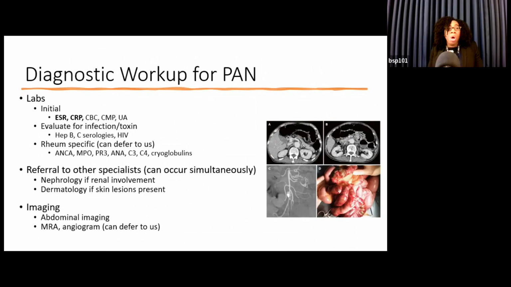But depending on the scenario, we may also be interested in getting an angiogram or an MRA, but you guys can defer that to us and we can talk about which instances that may be helpful, especially in cases where you think there may be bowel ischemia, like in the picture in figure D.